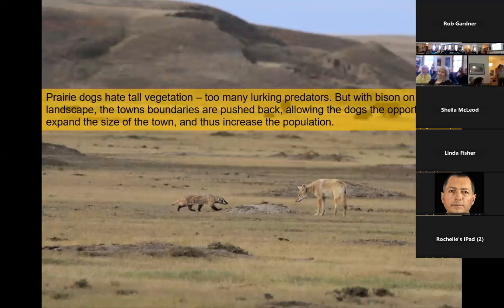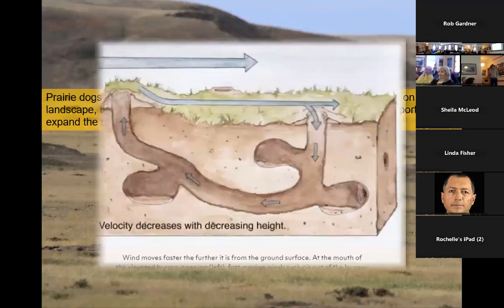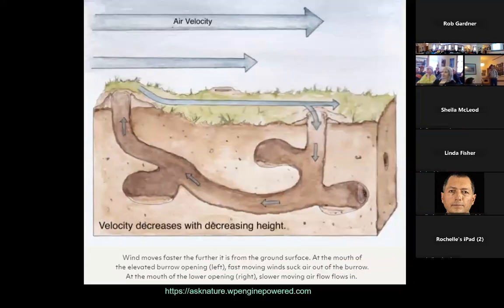And it's pretty neat. Next. And this is how the wind moves through those prairie dog burrow systems. Constant relative humidity. Pretty neat air conditioning system.